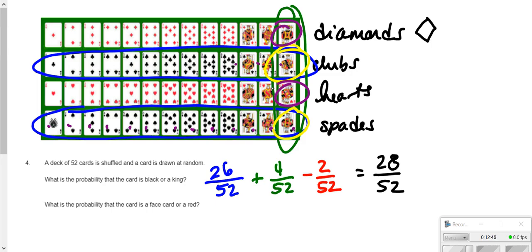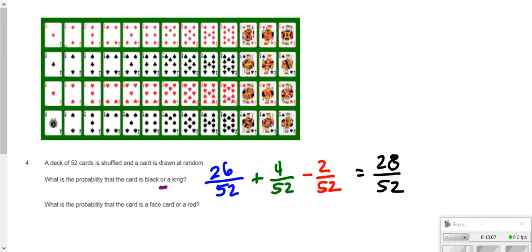Are some of the cards both black and a king? Yes. But when we say or in probability, we mean this, like we mean black or king or both. That's what the statement means in probability life. Okay, the last one says find the probability that you have, let me erase all this, sorry. Find the probability that you have a face card or a red when you pull a card.